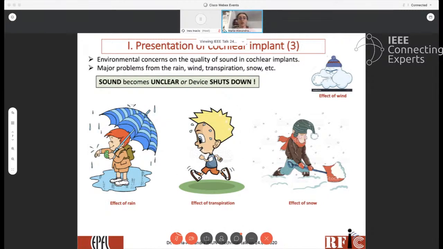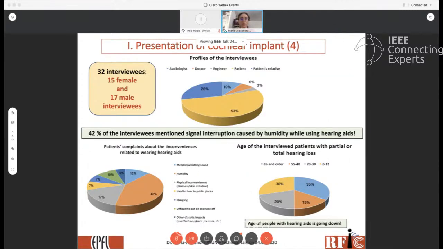Okay, so I just pointed out the fact that any type of environmental concern affects the quality of the sound. Therefore, any type of rain, wind, transpiration, or snow makes the sound become unclear or makes the device shut down completely. So we obviously don't want to do that. We don't want to be experiencing that issue.